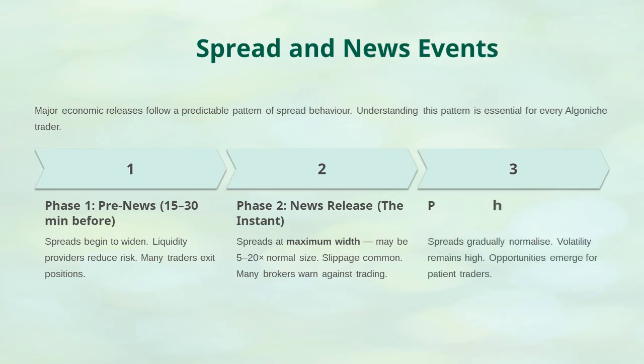Phase 3, post-news, about 15 to 60 minutes after the release. Spreads begin to gradually normalize. The market has digested the news and liquidity returns. However, volatility often remains high. This is when many professional traders start looking for opportunities, not during the initial spike, but after the market has settled and spreads have normalized.